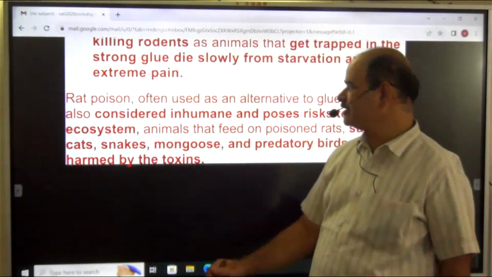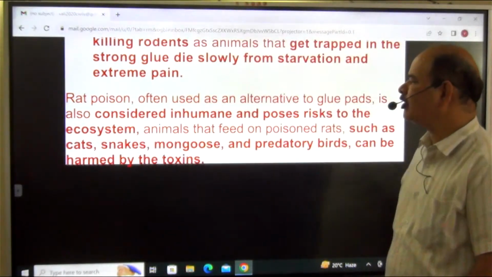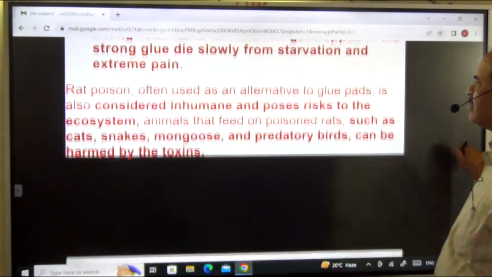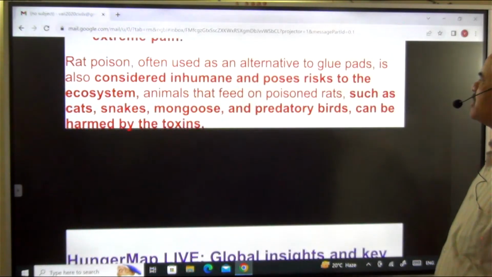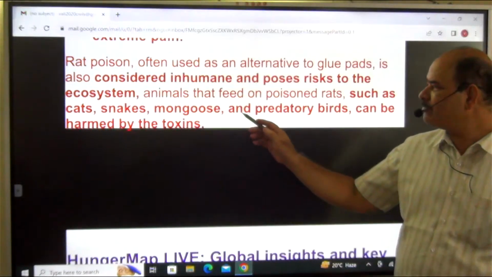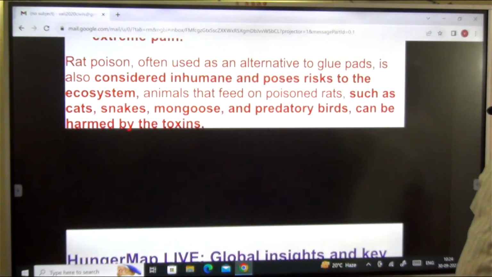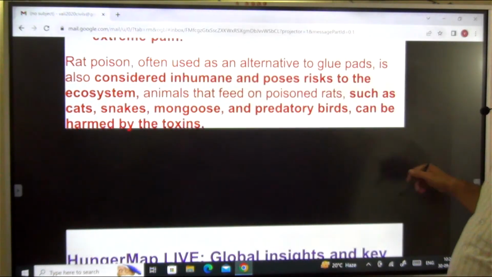Okay, yes, newspaper. Rat poison, often used as an alternative to glue pads, is also considered inhuman and poses risk to the ecosystem. Animals that feed on poisoned rats, such as cats, snakes, and birds, can be harmed by the toxins.